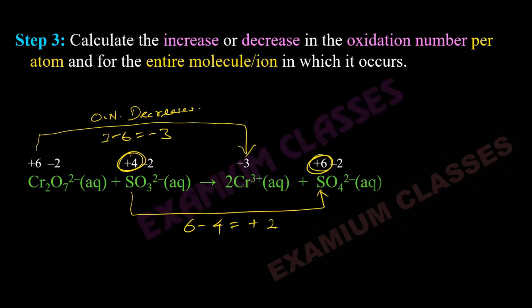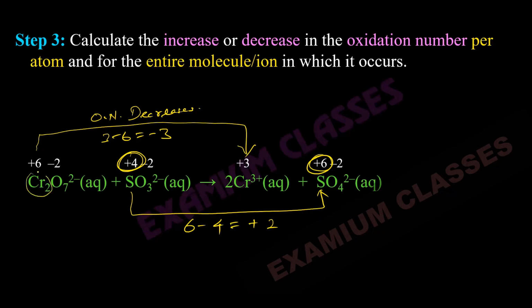So we will calculate the increase and decrease in oxidation state per atom. Whatever we have calculated here is the per atom change in oxidation state. Remember, when we calculate the change in oxidation state, it is first per atom. Now we need to calculate the change in oxidation state for the entire molecule or ion. It is simply that you will consider the number of atoms present in that molecule or ion.